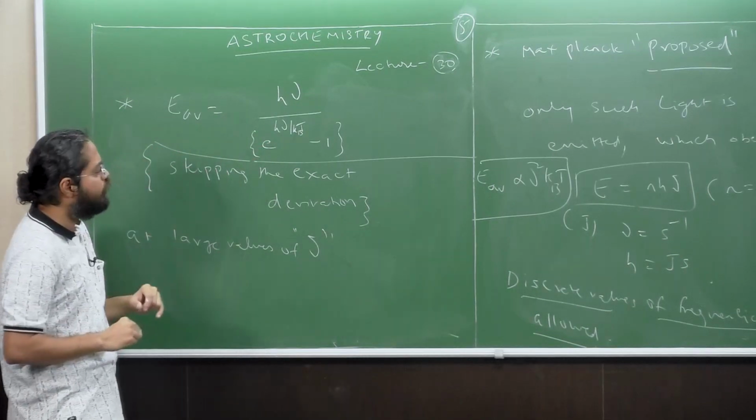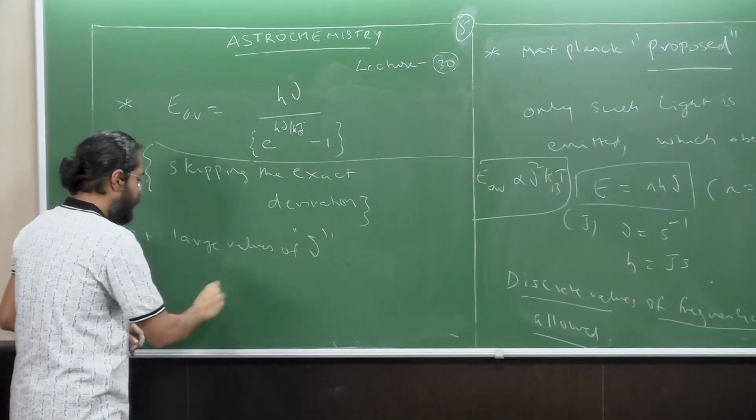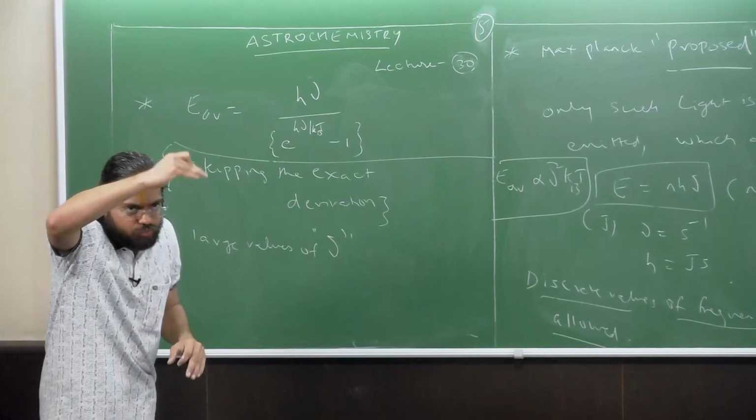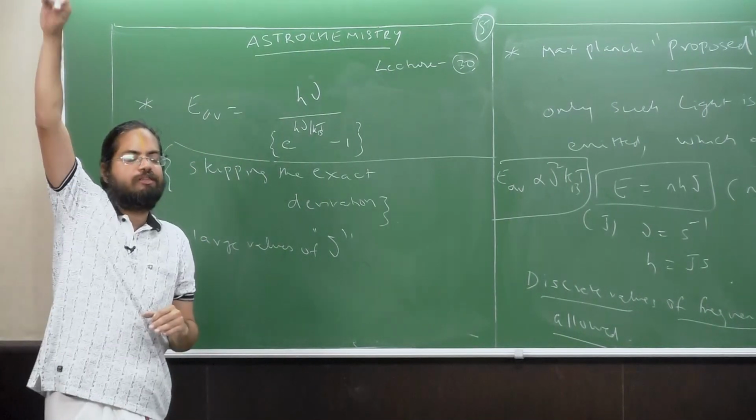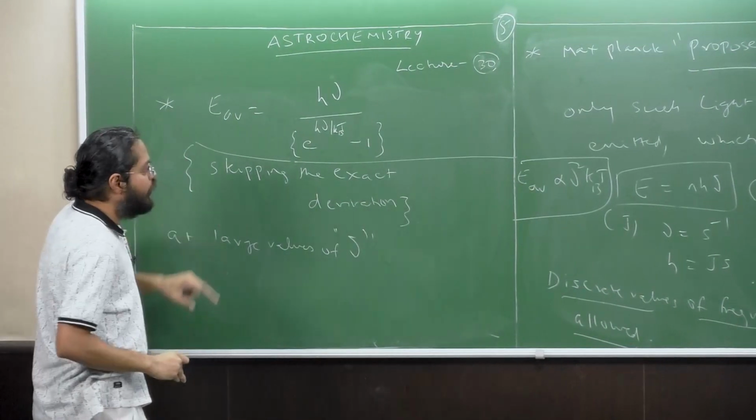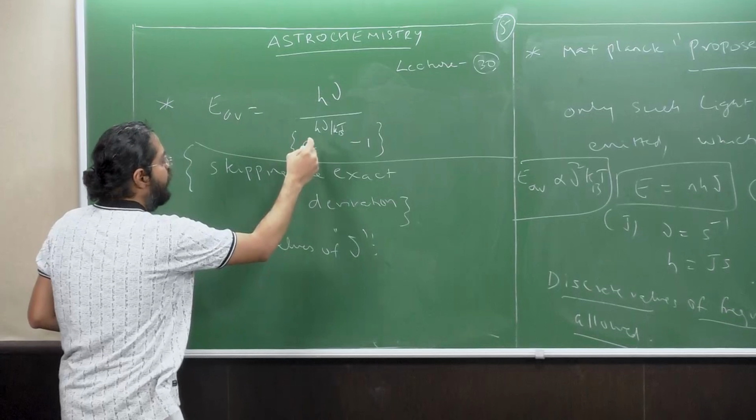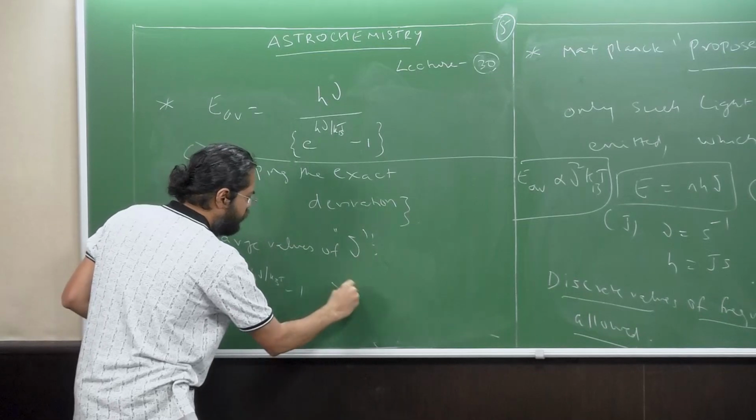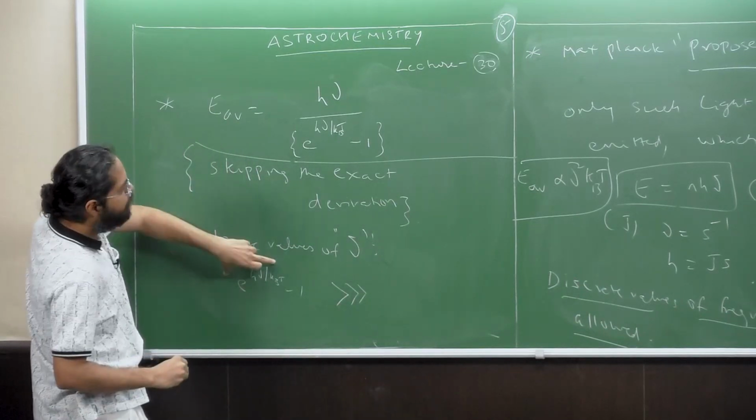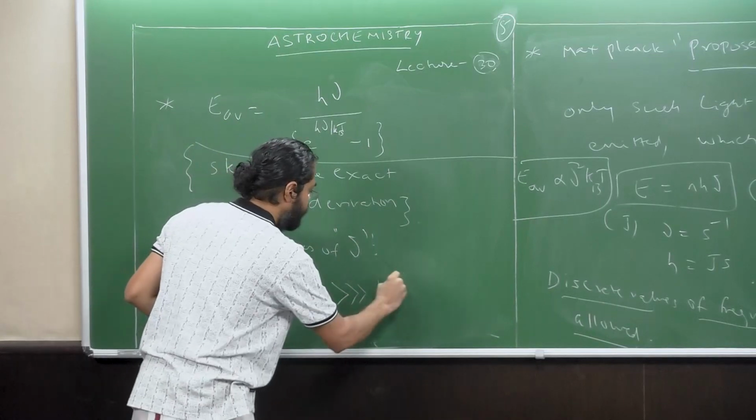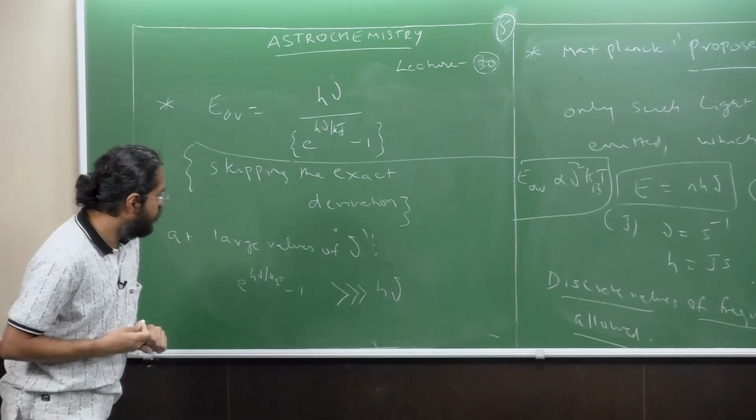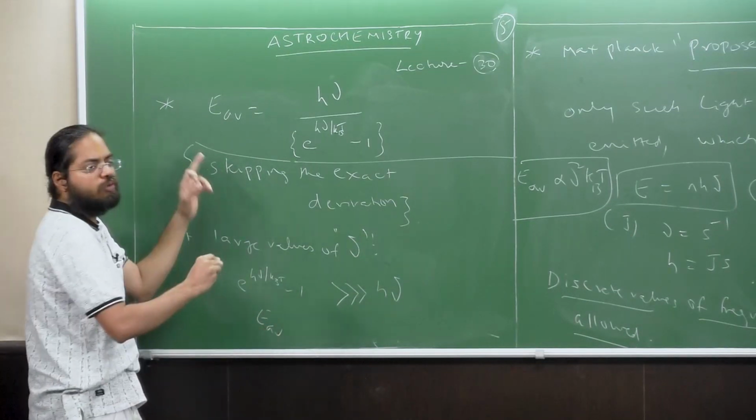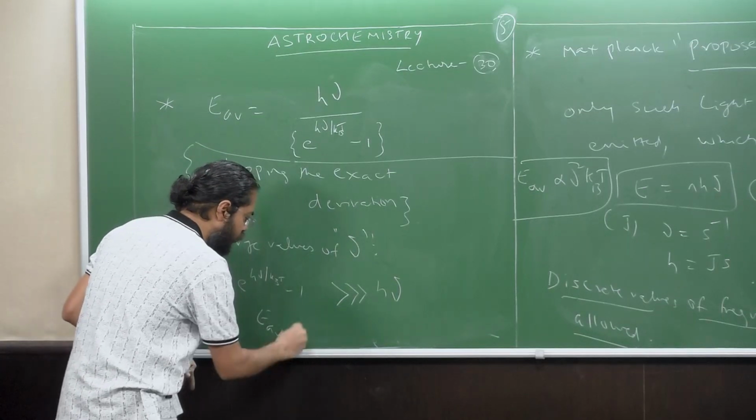Now, for large values of h nu, if you look at the denominator, you understand two things. Based on the form of y equals e to the power x, it starts off slowly, but then it rapidly rises. That's why it's an exponential function. So at large values of nu, you understand that the denominator, that is e to the power h nu by kBT minus 1, is much, much greater than the numerator. So the energies of such oscillators are going to be negligibly small.